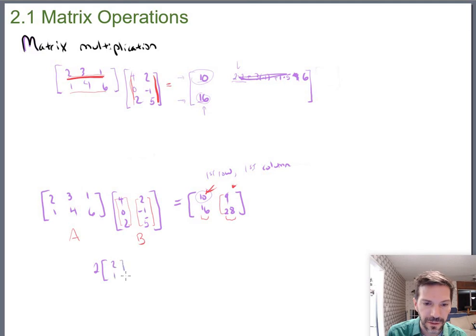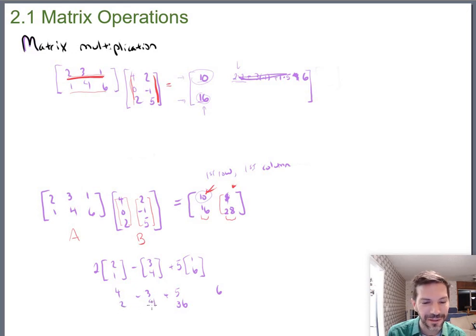2 times 2, 1, minus 3, 4, plus 5 times 1, 6. Let's double check all that. That would be 4, 2, minus 3, 4, plus 5, 30. Let's see, so 4 minus 3 is 1, plus 5 is indeed 6. Okay, so my 9 was wrong. And let's check the other one.